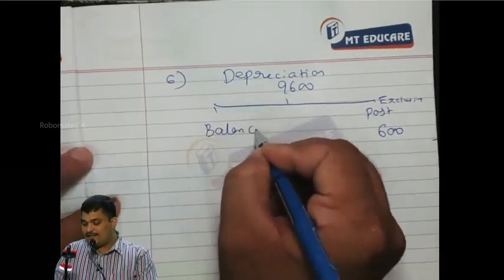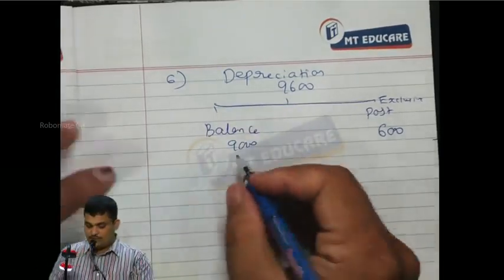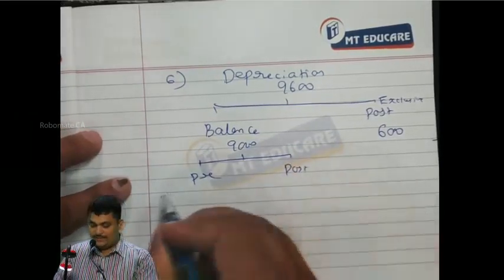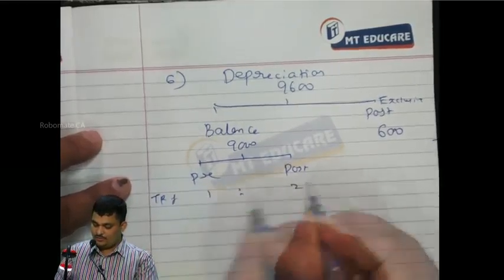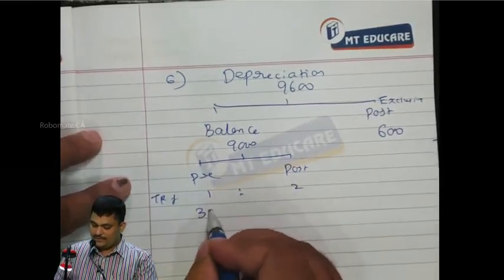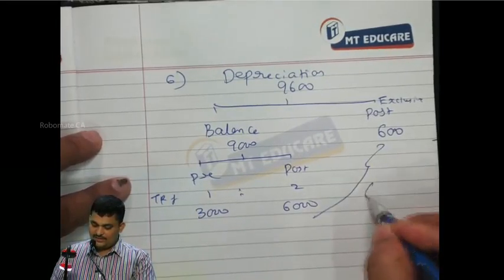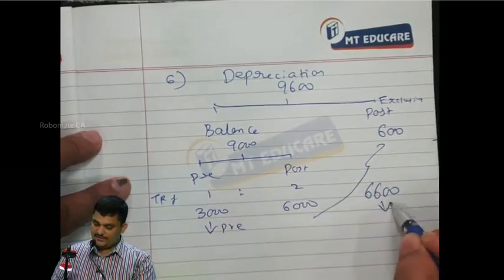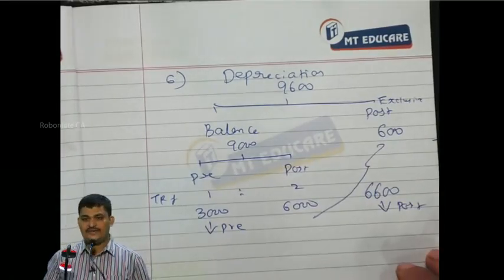So 9,000 is fully pre. You should not tell. Exactly. This balance rupees 9,000 for the assets existing throughout the year should be split into pre and post. Time ratio of 1:2. So 3,000 and 6,000, which means totally 6,600. So this is pre and 6,600 is post. Clear? Like that, working notes completed. Proceeding to the original solution.